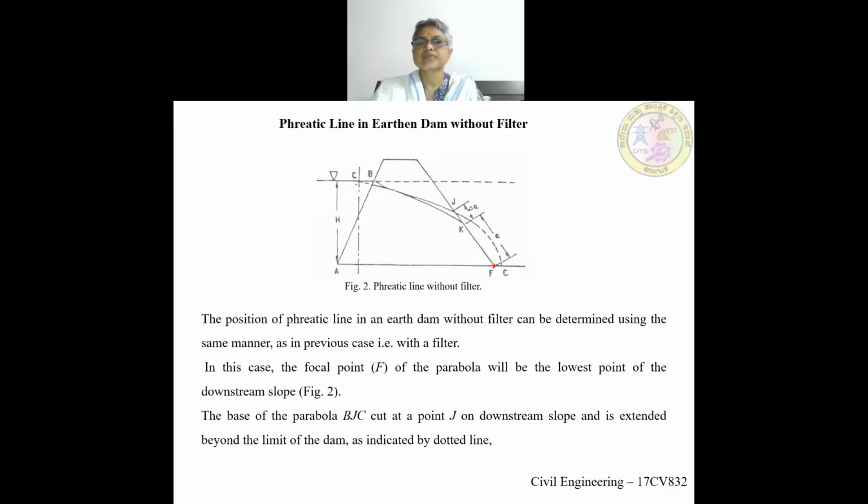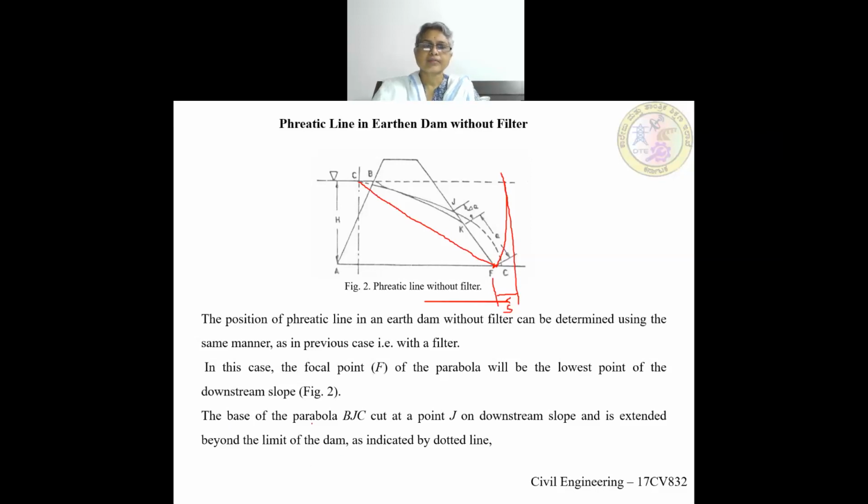So it is the same procedure. CF is taken and an arc is cut. So you will get this point D, and then a tangent is drawn. That will be your distance s. So the same procedure has been followed.